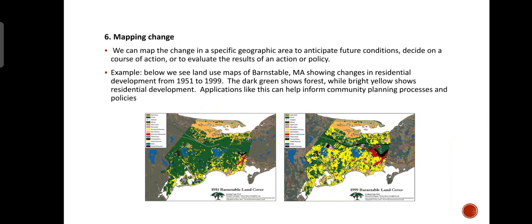Sixth one, mapping change. We can map the change in a specific geographic area to anticipate future conditions, decide on a course of action, or to evaluate the result of an action or policy. These two maps show the land use changes in Barnstable from 1951 to 1999.